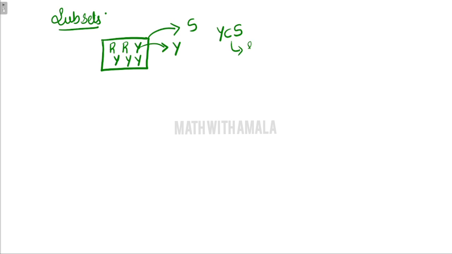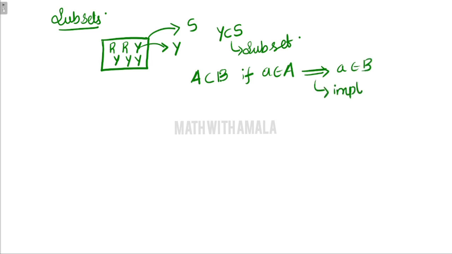Let us consider a complete set which has the elements R, R, Y, Y, Y, Y. Here let's take the Y set as Y and the complete set as S. Here the Y set is a subset of S because it is included inside the superset S.